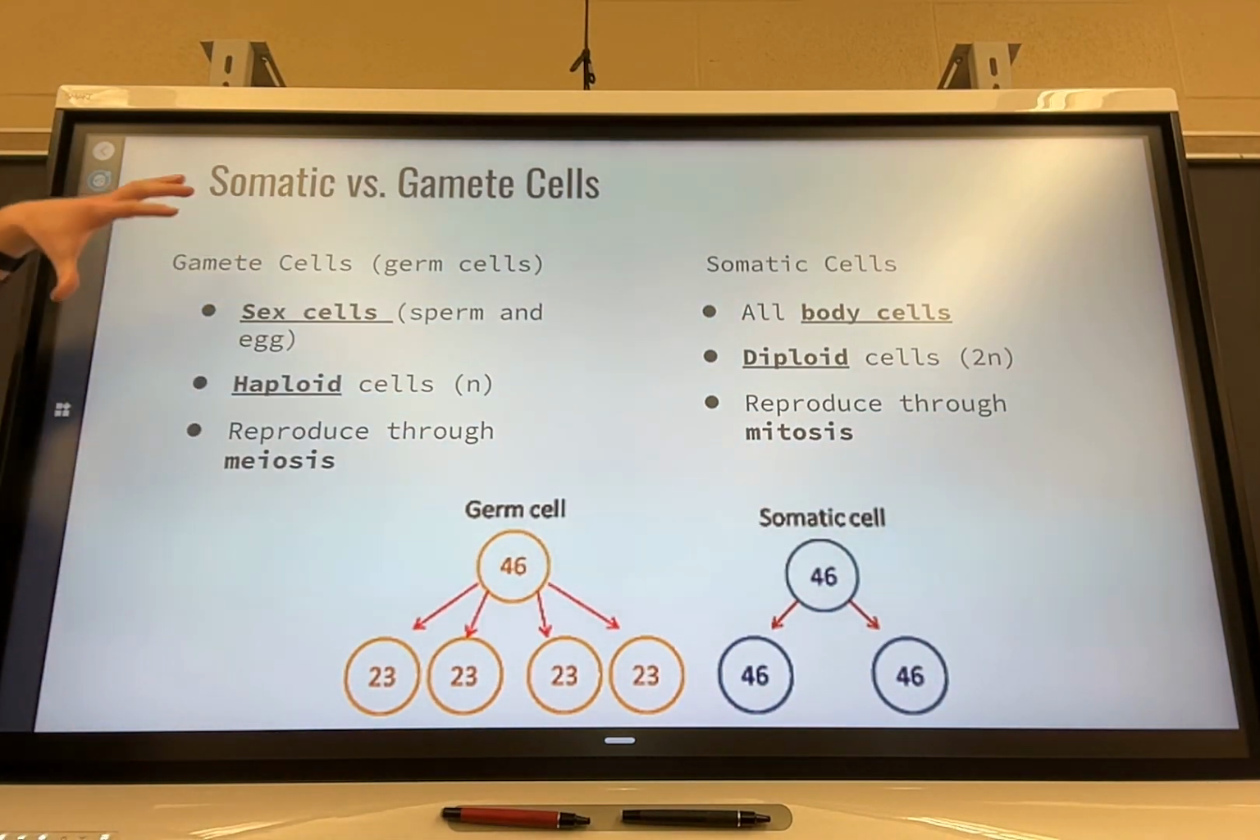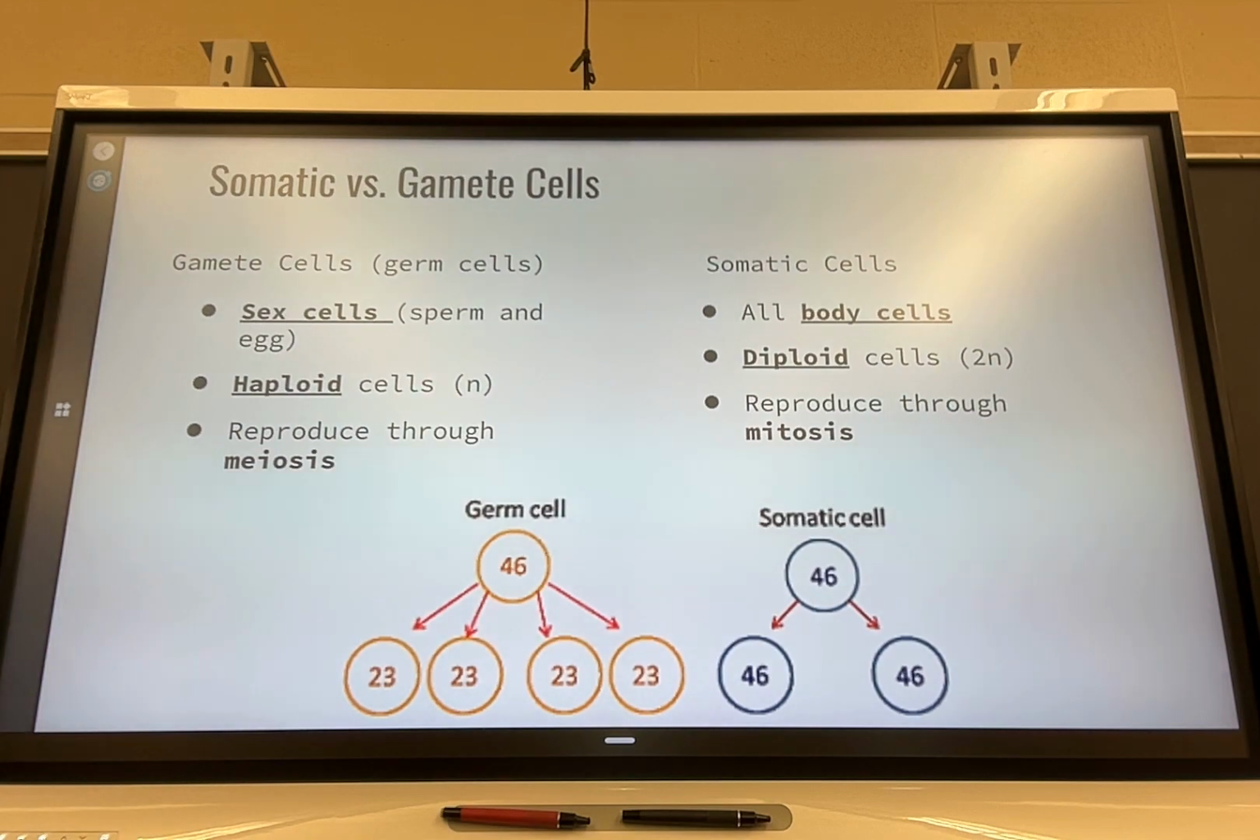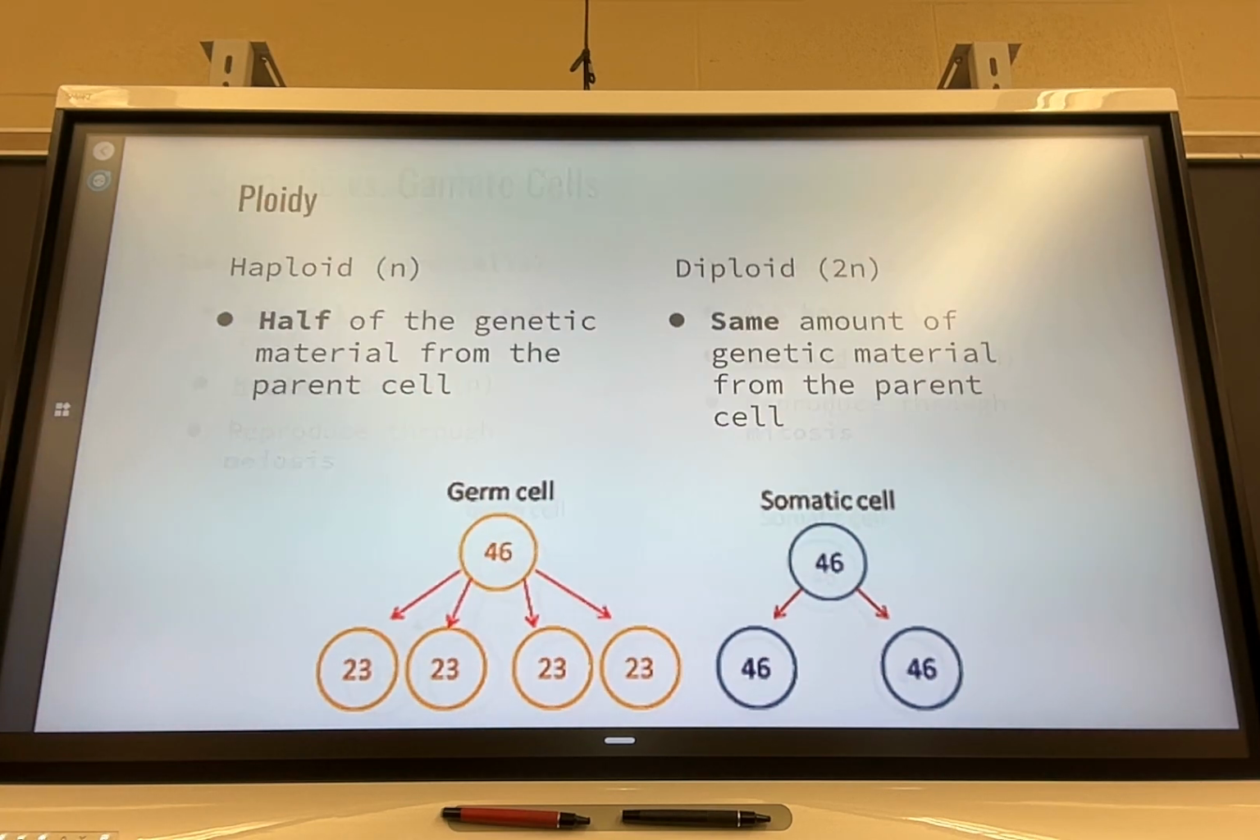We are moving then into gametes. Gametes are our sex cells, our sperm and our egg. We could also call them germ cells. They're going to be haploid, meaning that they only have half of their chromosomes at one time. For example, in order for a human to form, we need to get half from mom, half from dad. So that's where this haploid comes in. And these are going to reproduce through meiosis, which we're going to talk about.